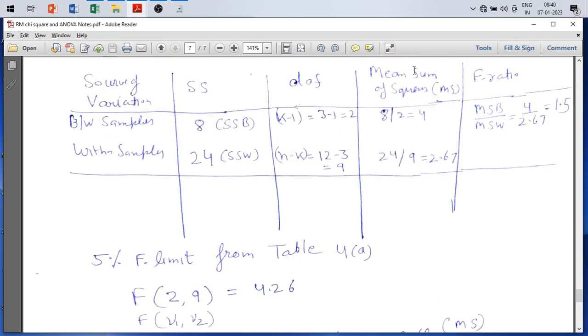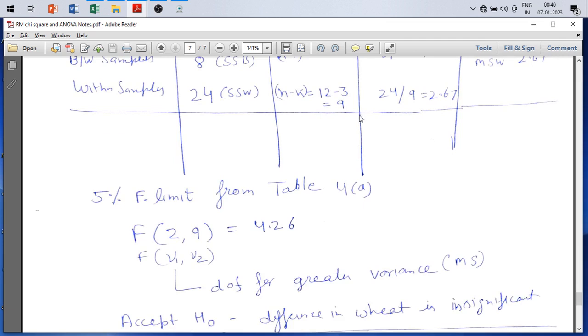So we see this mean sum of squares. Here this value is 4, this is 2.67. Which one is greater? 4 is greater. And corresponding to this, what is the degree of freedom? Degree of freedom is 2. So the degree of freedom for the greater variance is 2, and for the smaller it is 9.